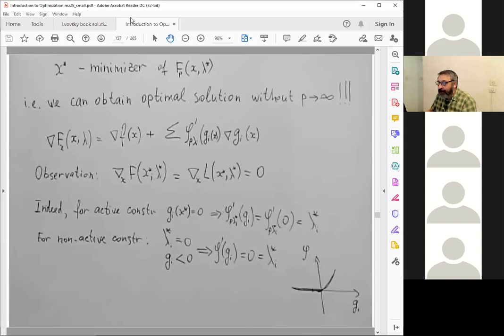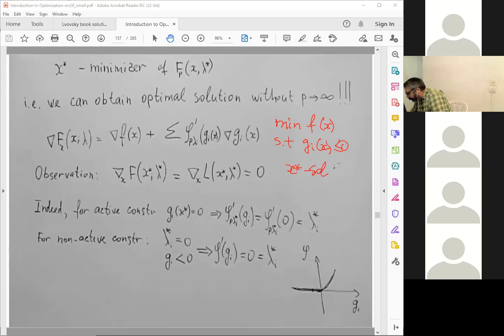Let's see whether I will be able to write. So assume that we have the problem: minimum f of x subject to g_i of x less equal zero. And assume that x star is the solution.